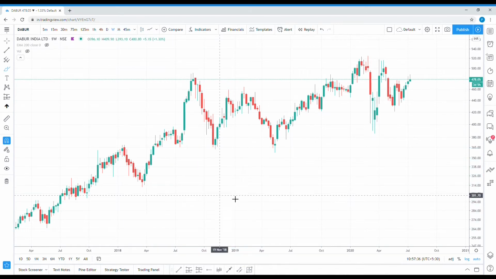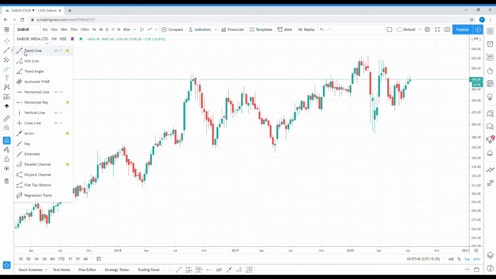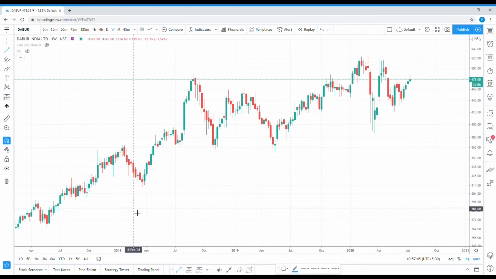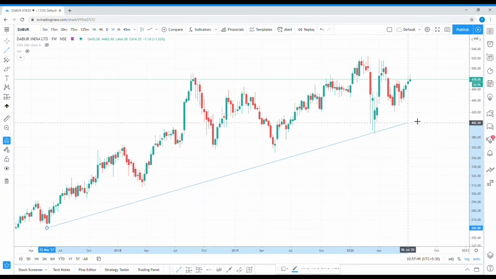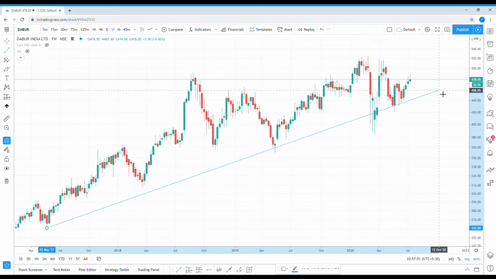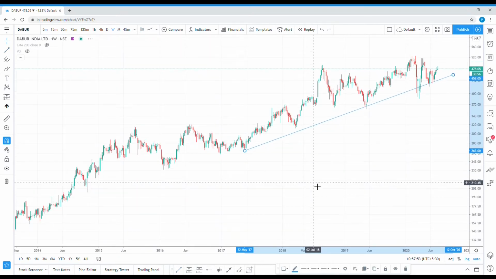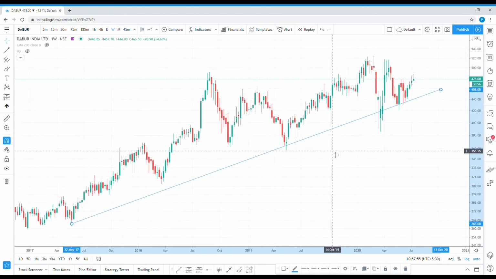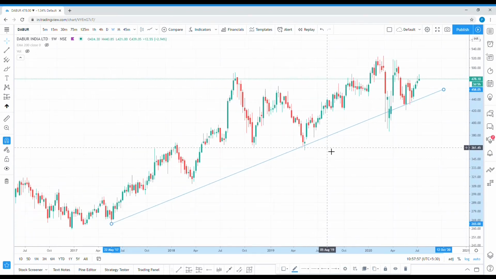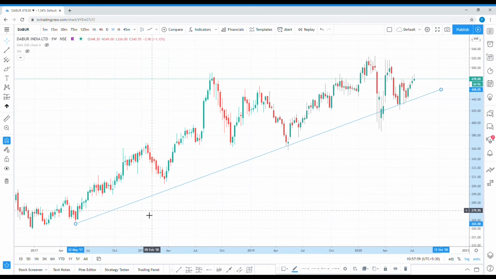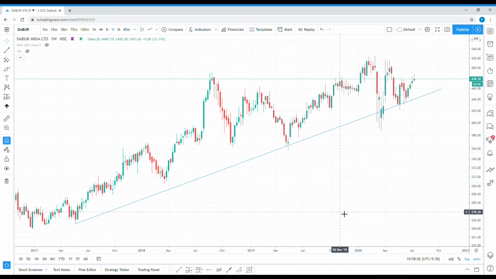So this is the Dow India chart. How to draw the trend line? You have to choose the trend line tool from here and take the lowest swing. As you can see, draw like this. This is clearly in the uptrend, right?